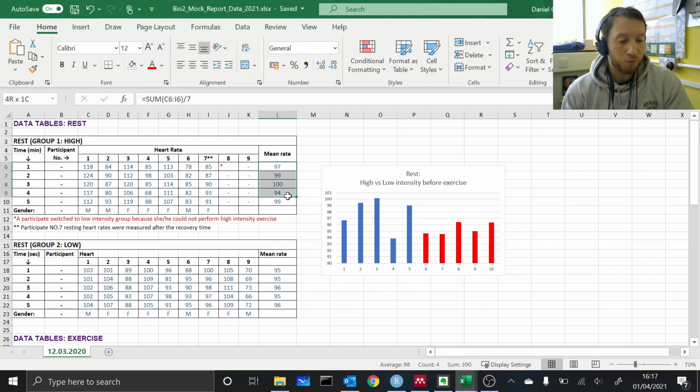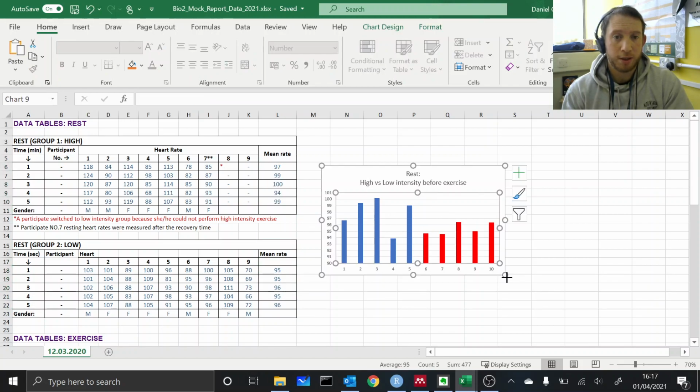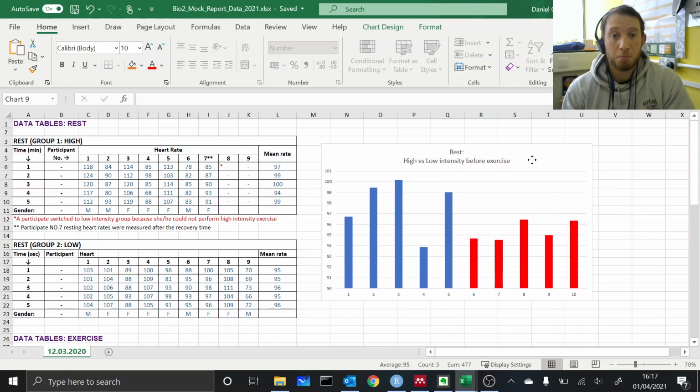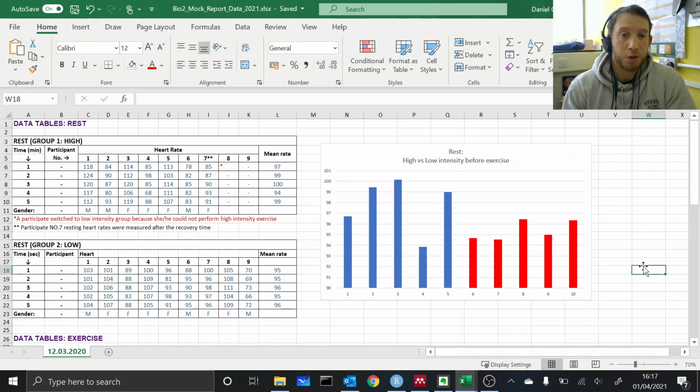You need to calculate the mean rates. So these are blank in most of them. I've just done one for rest. Calculate the mean rates and then plot those mean rates on a graph, where you can see both of them. Here, I've chosen to go for a bar graph just to show you the difference. So you have blue, and you can make a legend yourself on the figure to say blue is, in this case, high exercise group, and then red, in this case, is low group. I haven't put a line of best fit on it or anything, but this is just high versus low intensity before exercise, and it's rest.